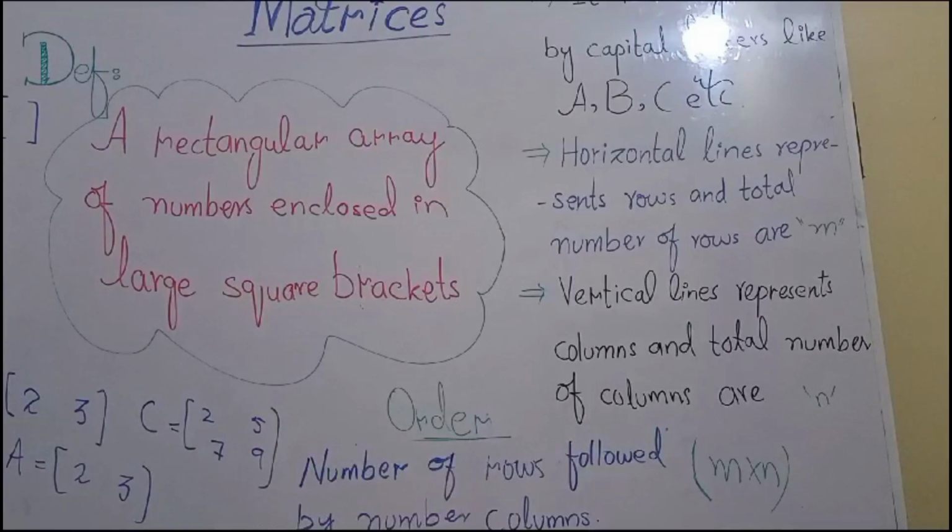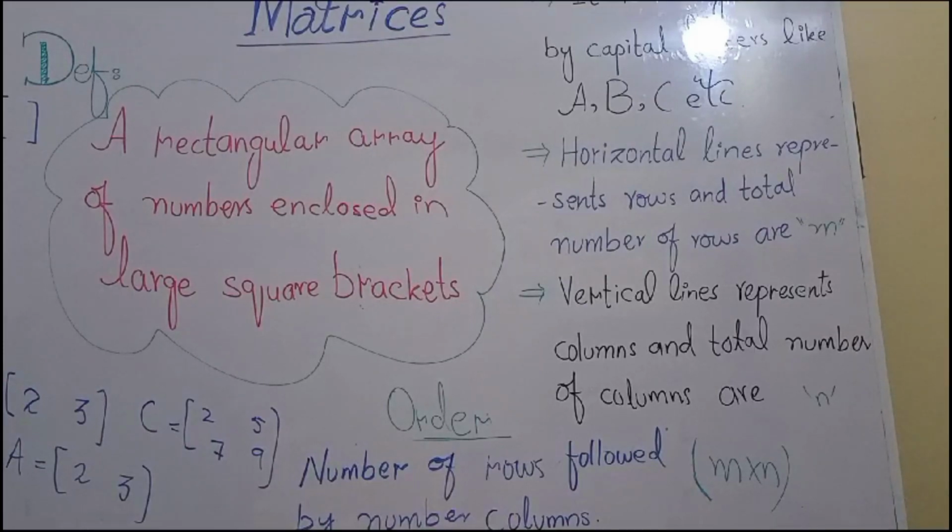There are some facts we have to focus on related to matrices. First, a matrix is always denoted by capital letters like A, B, C. That means the name of a matrix is always represented by a capital letter. Like in this scenario, there is capital A, and I have written capital C.